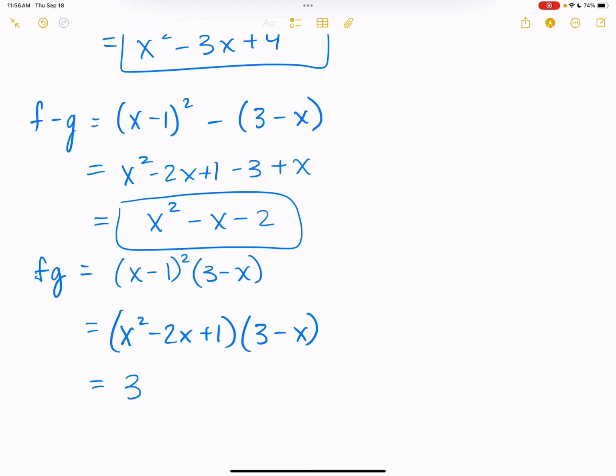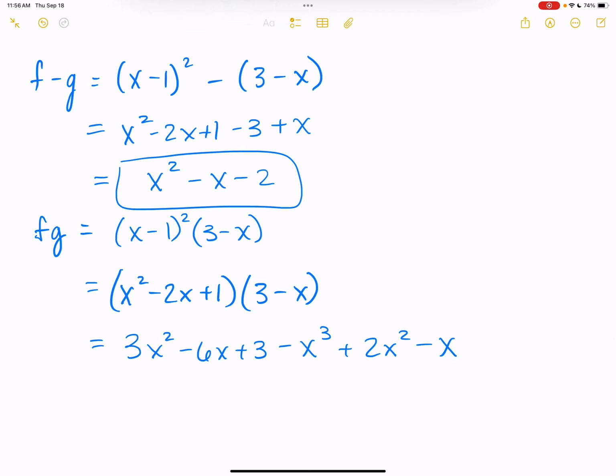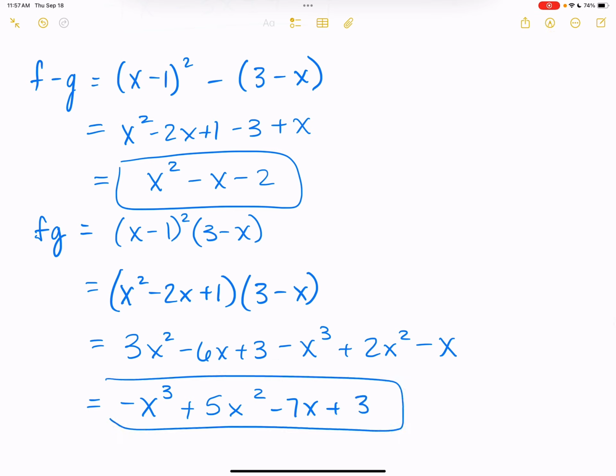So I'll get 3x squared minus 6x plus 3 minus x cubed plus 2x squared minus x. Then I just need to write this in descending order and combine like terms. So I've got negative x cubed plus 5x squared minus 7x plus 3. And that's my f times g.